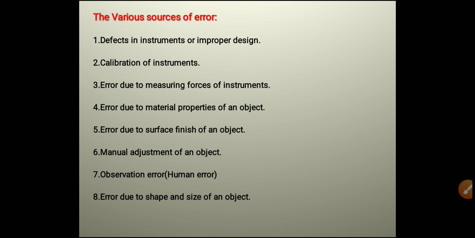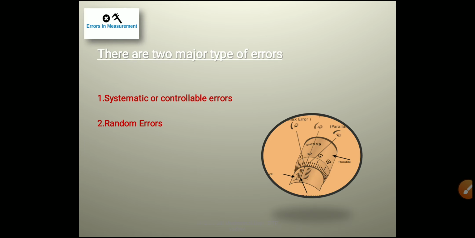Let us see what the types of errors are. As we discussed earlier, there is no measurement in which error doesn't exist. In each and every measurement there is an error. So let us see which kinds of error exist in a measurement system. The major types of errors are, first, systematic or controllable errors, and second, random errors. Systematic errors are further classified into different types, and the random error also has its own characteristics.